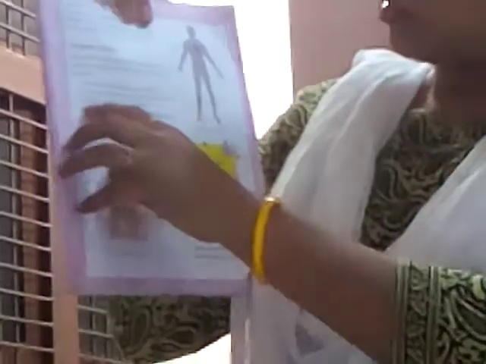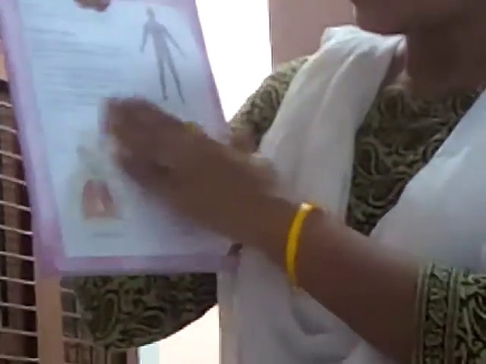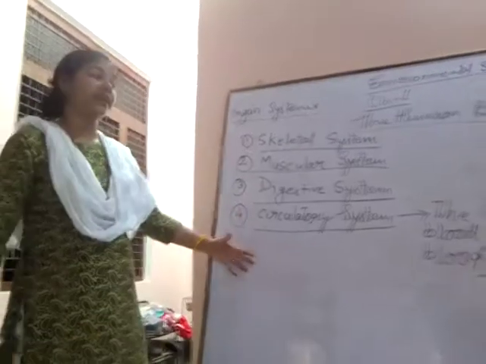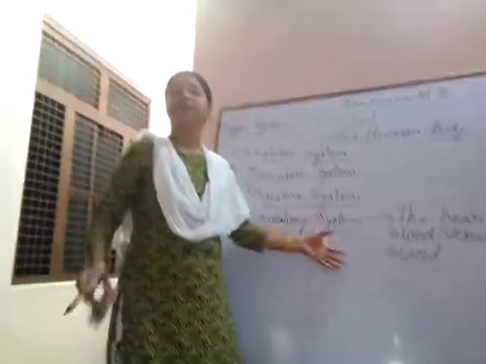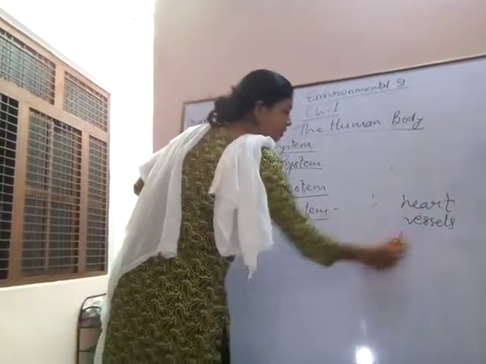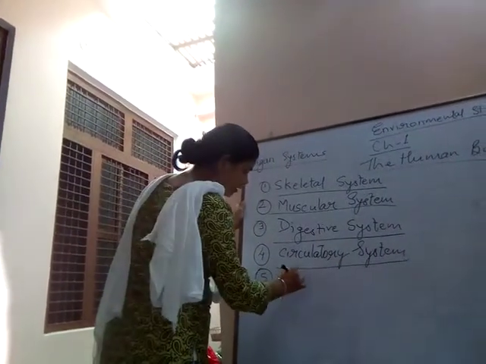Okay. So it is then sent to all organs of the body. And the blood supplies oxygen and the digested food. Why am I telling again and again? So that you can learn all the things in this video only. You don't need to go anywhere else. Our next system is the respiratory system.